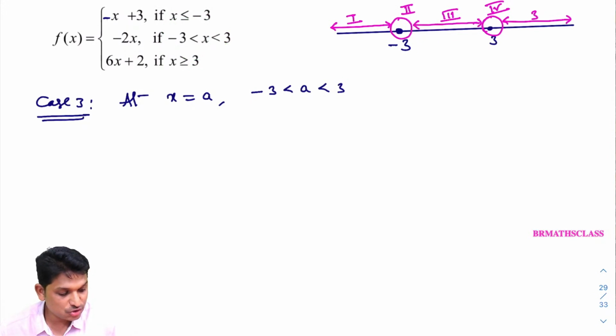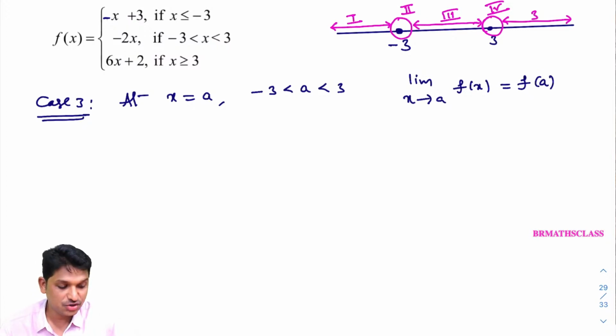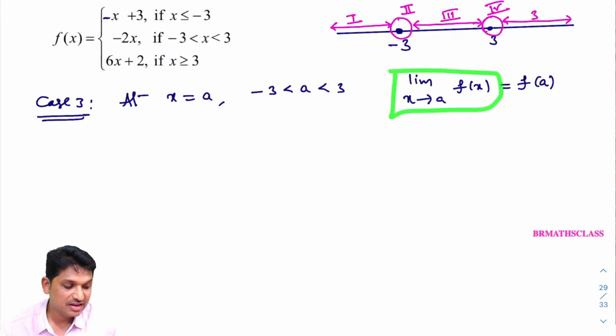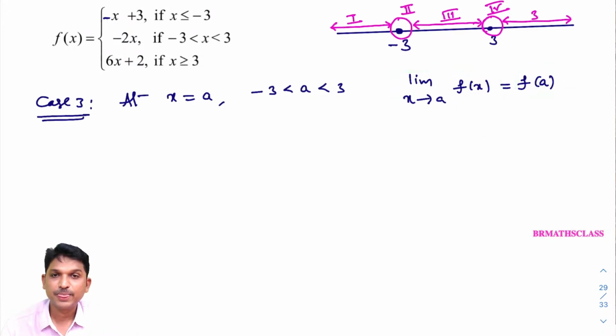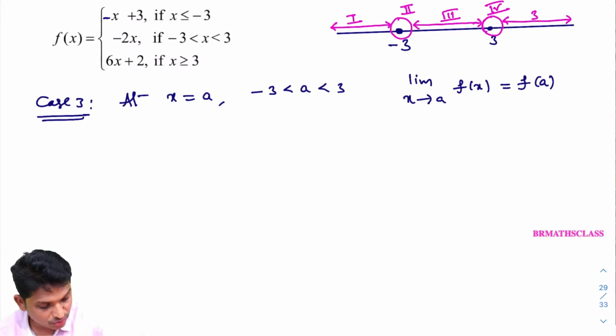Hero of the story, as usual: limit x approaches a, f of x equal to f of a. Then we can say that the function is continuous at x equal to a. So first I'll calculate this one, next I'll calculate this one. If both are equal, then I can say this function is continuous at x equal to a. Right, so first, limit x approaches a, f of x, I'll calculate.